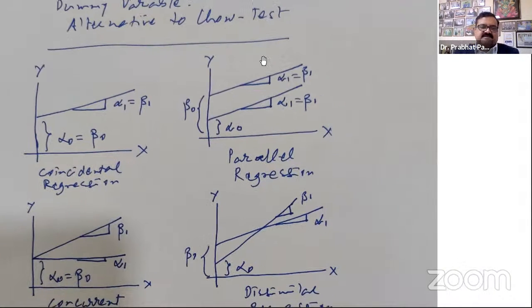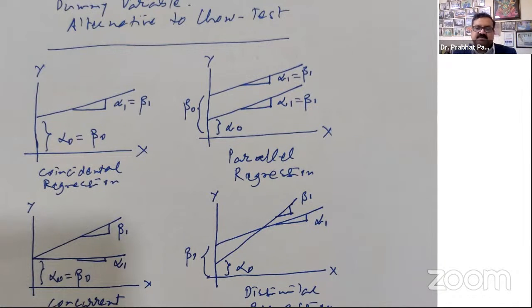But if you get this kind of event where the slopes are the same, but the intercepts are different, right? So the intercepts of the two periods are different, but the slopes are the same. This means that this is a parallel regression. That means the behavior has not changed, though the quantum of impact has changed.